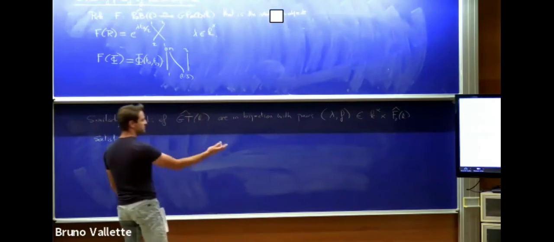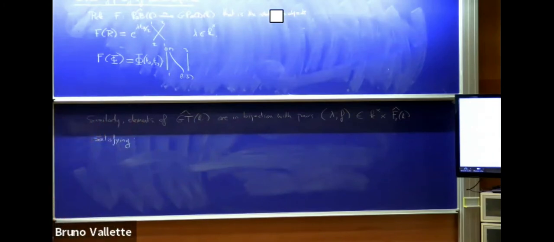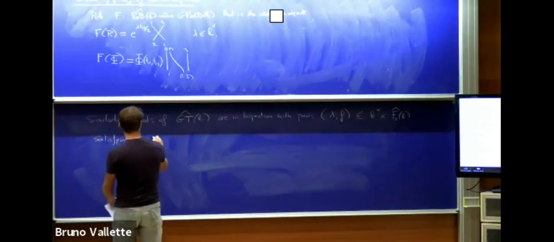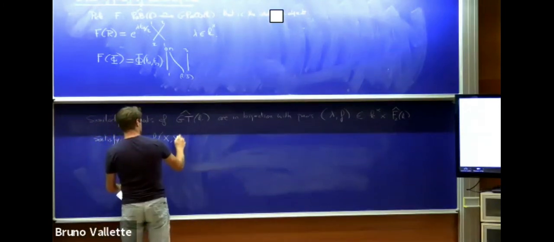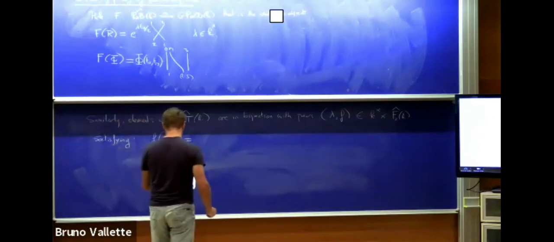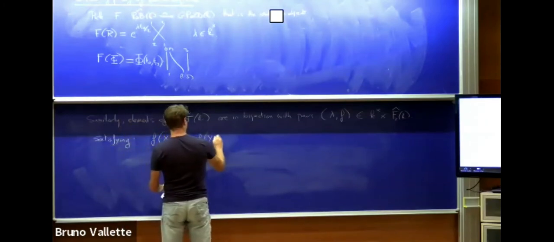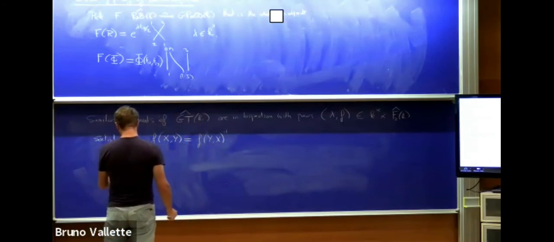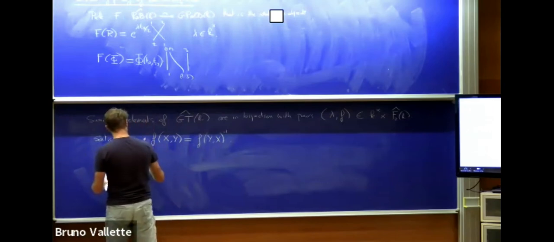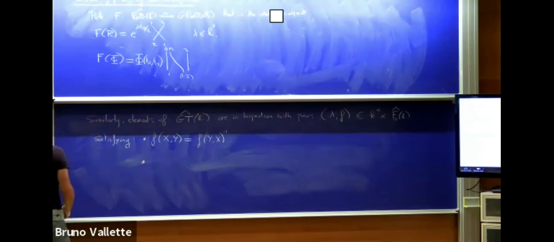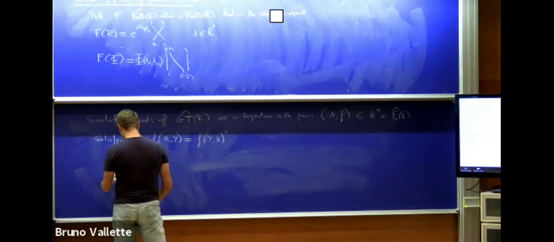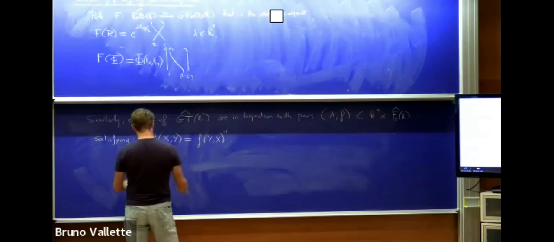So let me write x and y again for the two generators of the free group. I'm sorry, I try to write f of capital X, capital Y for group elements. This is f of y, x inverse. So that's the first condition. The second condition looks very much like the hexagon. I'll explain what it is.